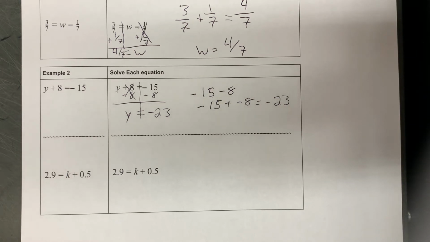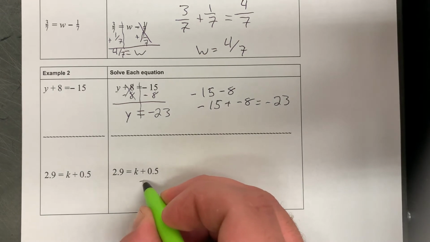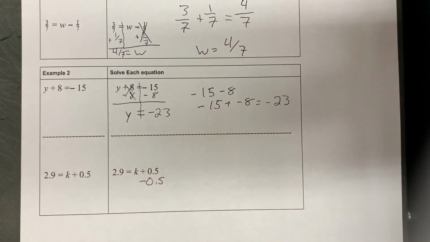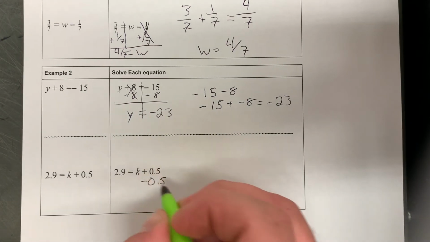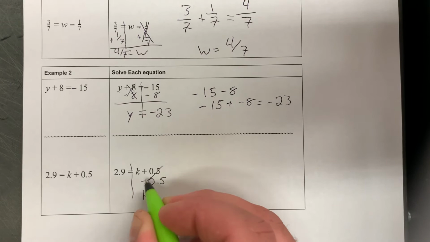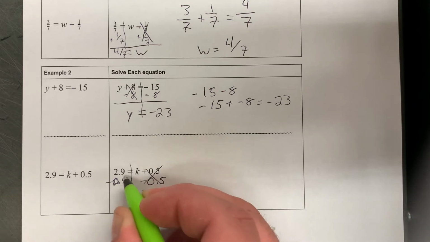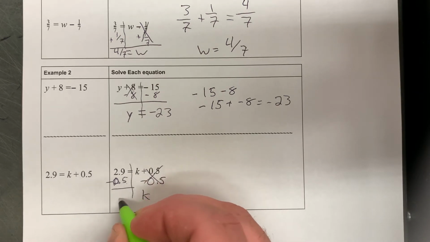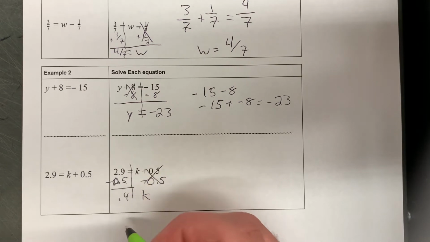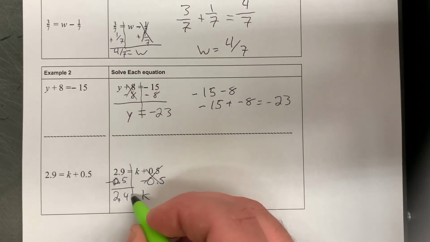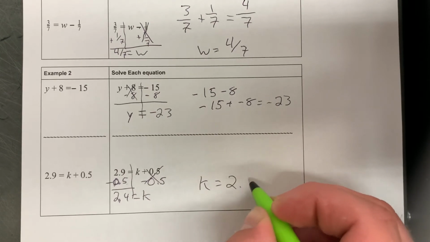Moving down, we will sometimes have decimals that we will also be dealing with. Again, I need to isolate my variable. I have 2.9 equals k plus 0.5. I need to take away 0.5, or 5/10. What I do to one side of this equal sign, I need to do to the other. These cancel out. 0.9 take away 0.5 gives me 0.4, or 4/10. 2 take away 0 is still 2. So I have k equaling 2.4.